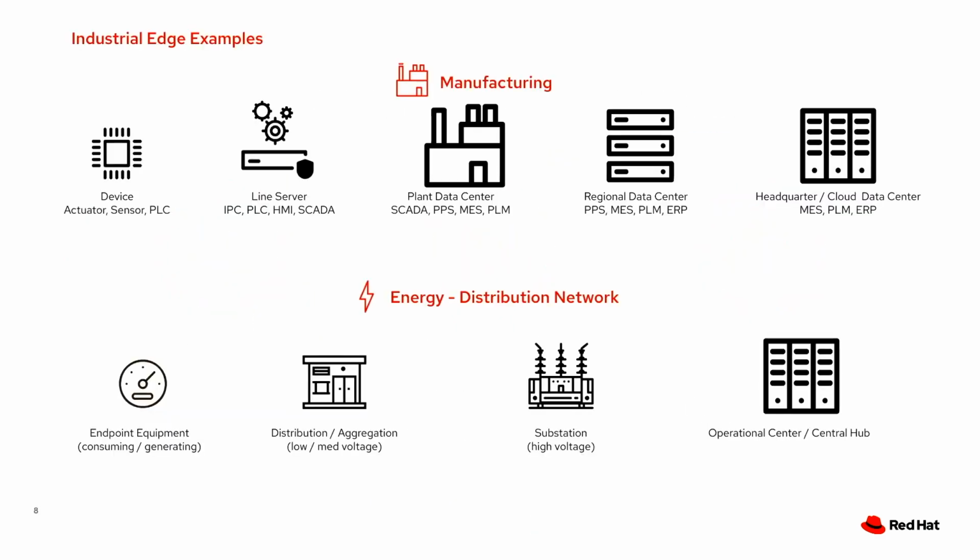Okay, so industrial edge examples. Everything from your endpoints down to your distribution, your substations. If you're talking about electrical distribution, we're working with quite a few electric distribution companies right now. Plants, data centers, line servers, all of the different pieces, but a lot of this is still traditional IT.